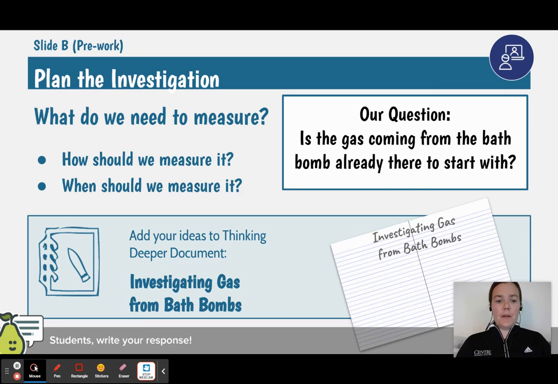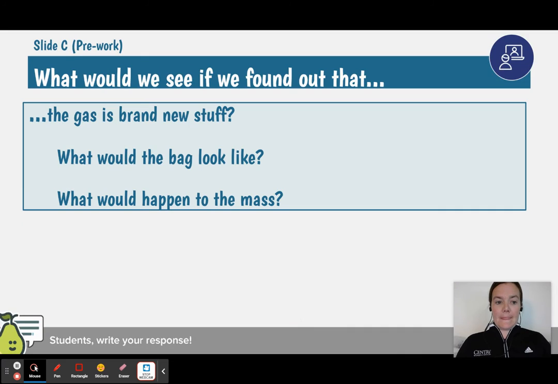So what we're going to do is try and figure out where exactly these bubbles are coming from. Were they in the bath bomb already to start with, or is it coming from something else? And what does that mean? So let's think about this and do some prep work, and put this into two categories of where these bubbles, this gas, could come from.